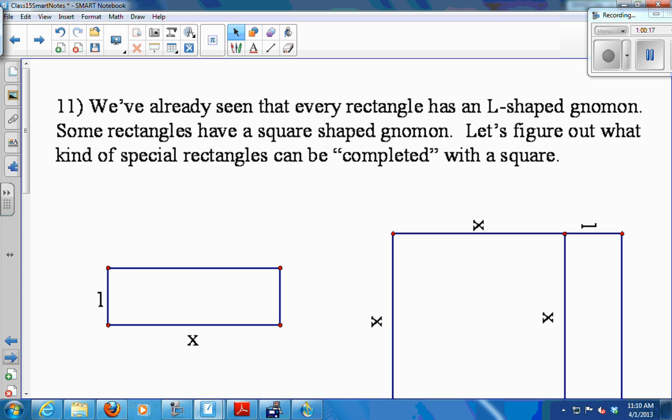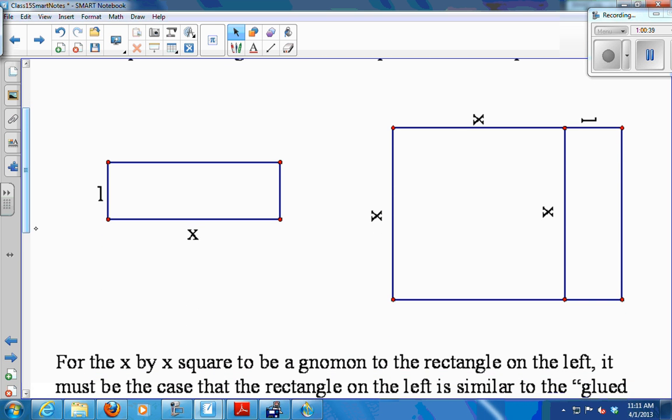All right. So we've seen that every rectangle has an L-shaped gnomon. If you make your piece of plywood that you cut too small, you can always build an L to put onto it and make it the right size. The question is, some rectangles have a square-shaped gnomon. And we want to figure out what kind of special rectangles have a gnomon that is a square.